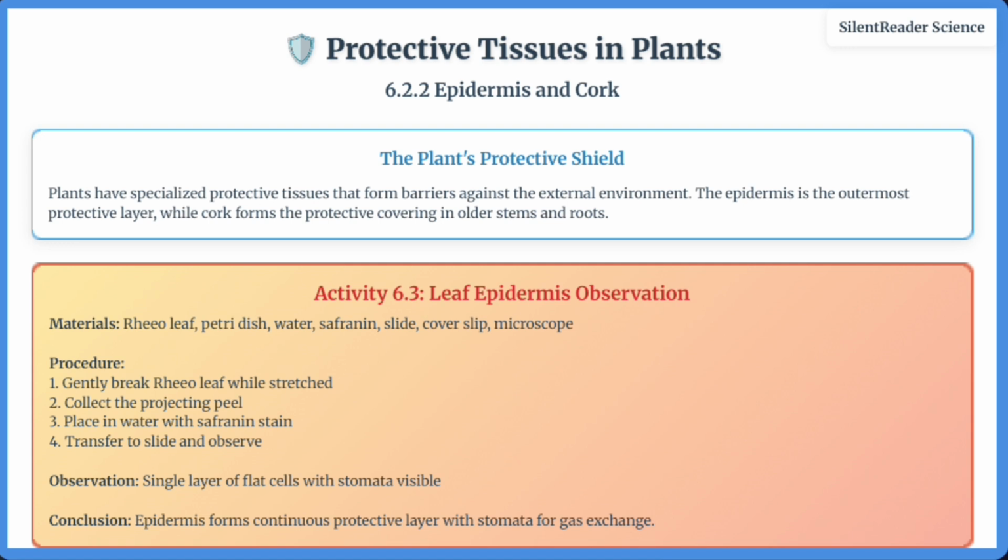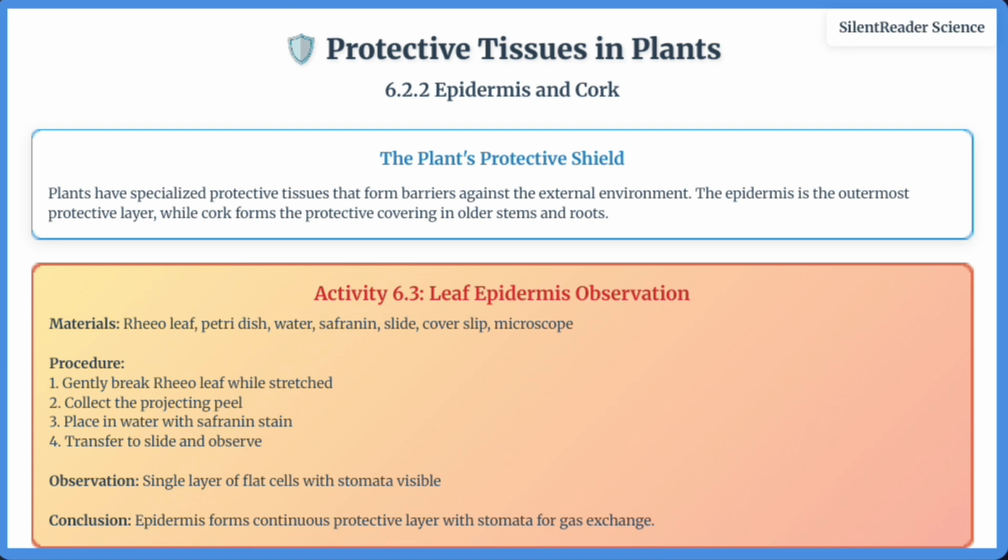Now let's explore the protective tissues of plants. The epidermis forms the outermost protective layer, a single layer of flat cells with no intercellular spaces, often with a waxy cuticle to prevent water loss. Stomata, surrounded by guard cells, allow gas exchange and transpiration.